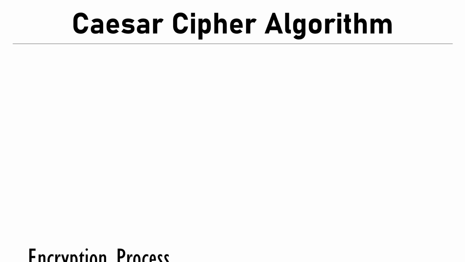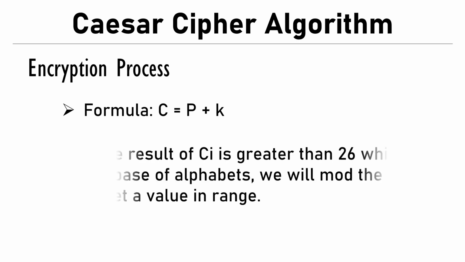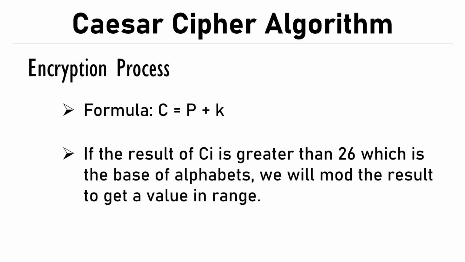So let's see the encryption process. To understand the process, at first we must know this formula, which is ciphertext equals plaintext plus key. Here we will calculate them by using their individual index numbers, and how we get the index number we will see in the example. And there is an additional rule: if the result of the index number of C is greater than 26, we will mod the result to get a value in range.